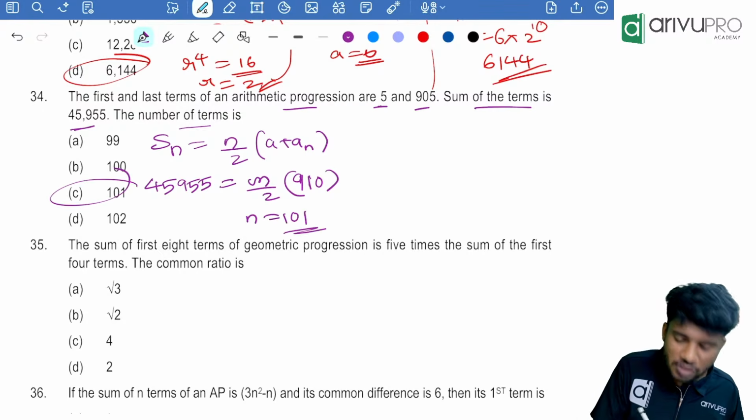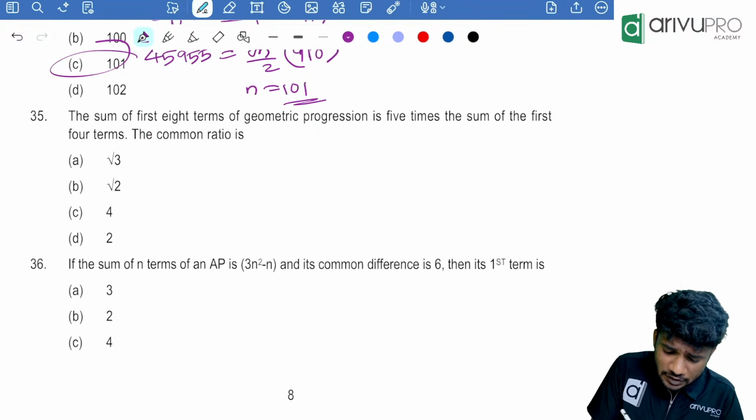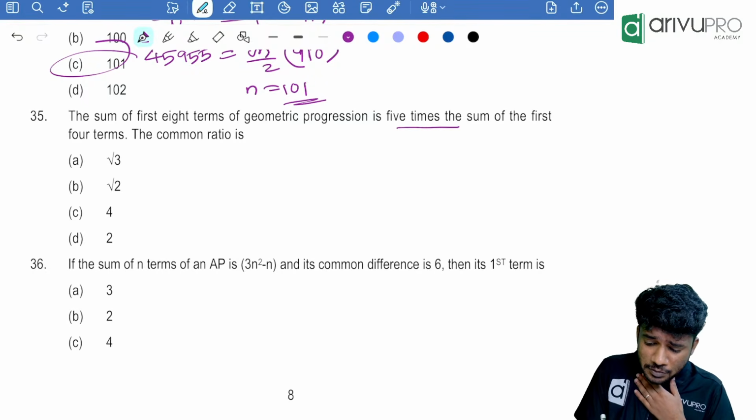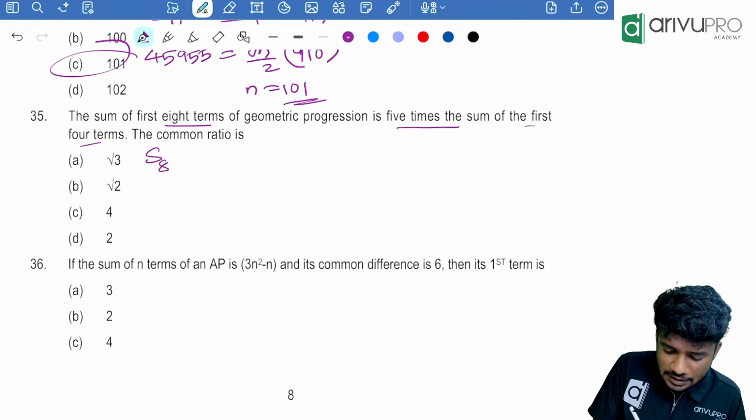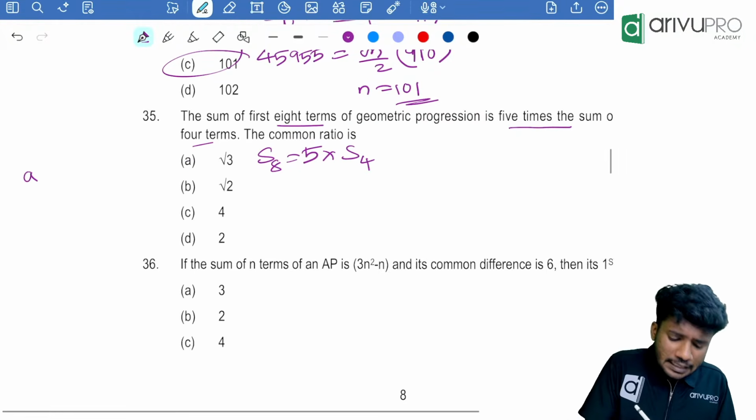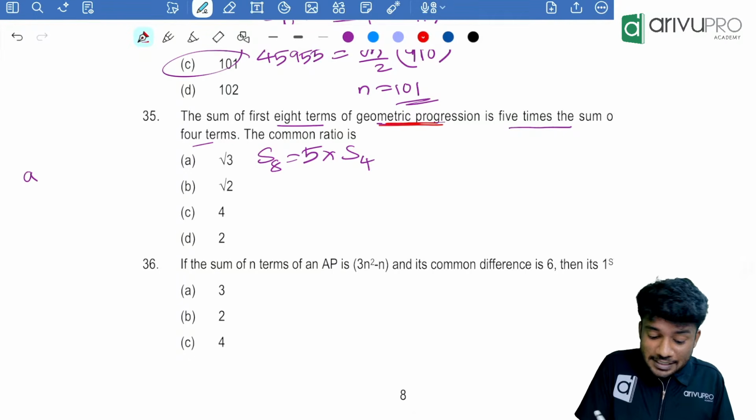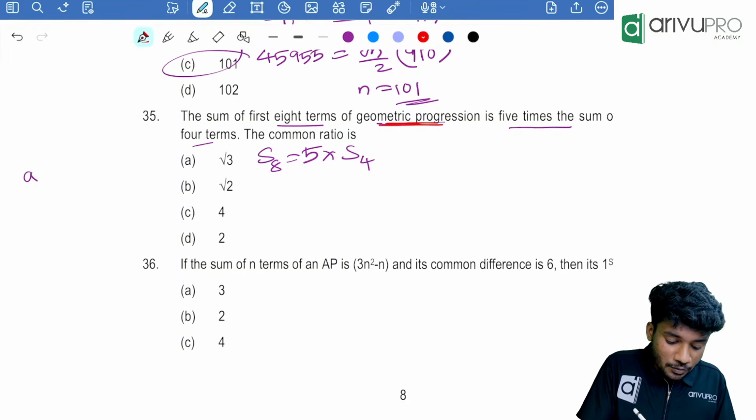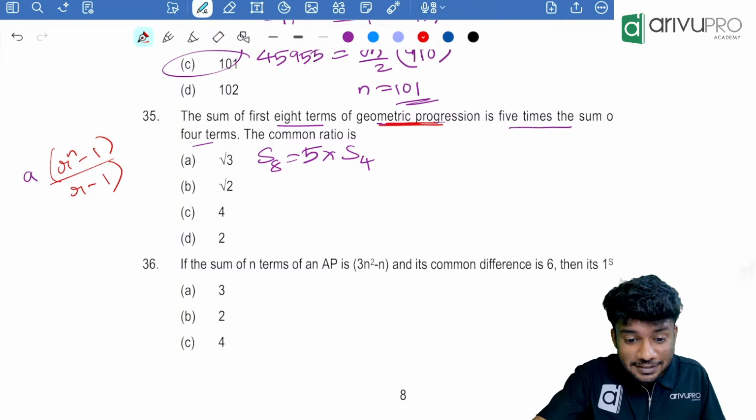Another same question. See, the pattern of questions getting repeated again and again. Then the sum of the first 8 terms of a GP is 5 times the sum of the first 4 terms. We had done it in the class. So the sum of the first 8 terms, S8, is equal to 5 times the sum of the first 4 terms. So what is the formula for Sn? We are not talking about AP. We are talking about GP. Sn is nothing but A into R raised to n minus 1 divided by R minus 1. That's how you will go. You are going to write. Take the right answer. Everyone good?